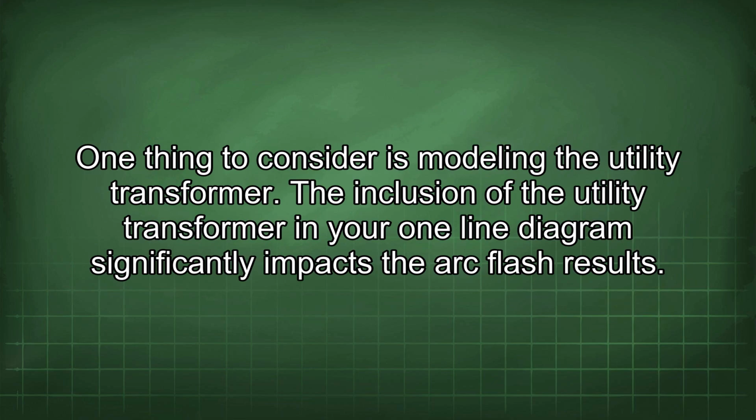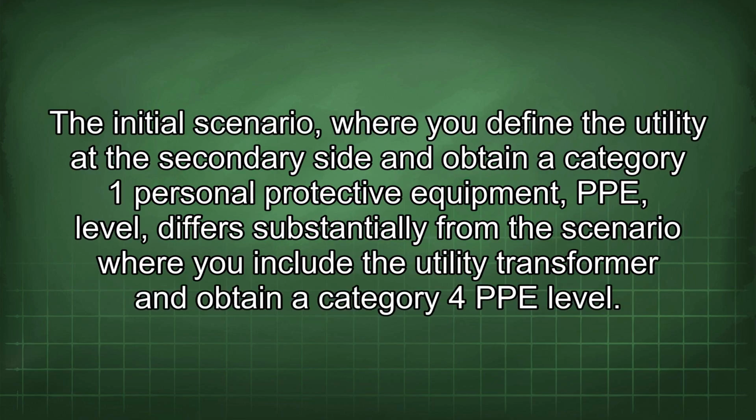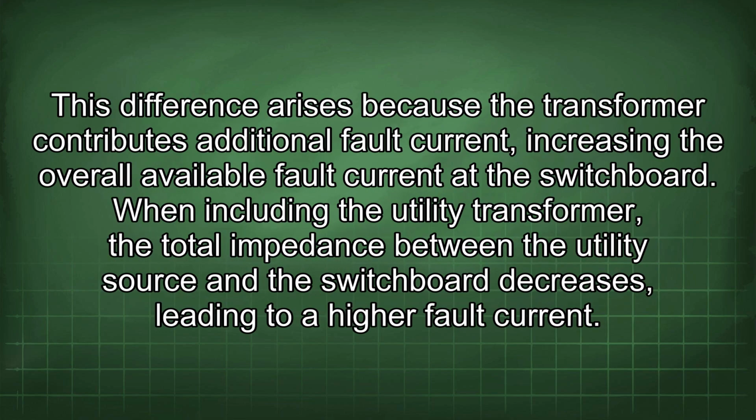One thing to consider is modeling the utility transformer. The inclusion of the utility transformer in your one-line diagram significantly impacts the arc flash results. The initial scenario, where you define the utility at the secondary side and obtain a Category 1 personal protective equipment (PPE) level, differs substantially from the scenario where you include the utility transformer and obtain a Category 4 PPE level. This difference arises because the transformer contributes additional fault current, increasing the overall available fault current at the switchboard.